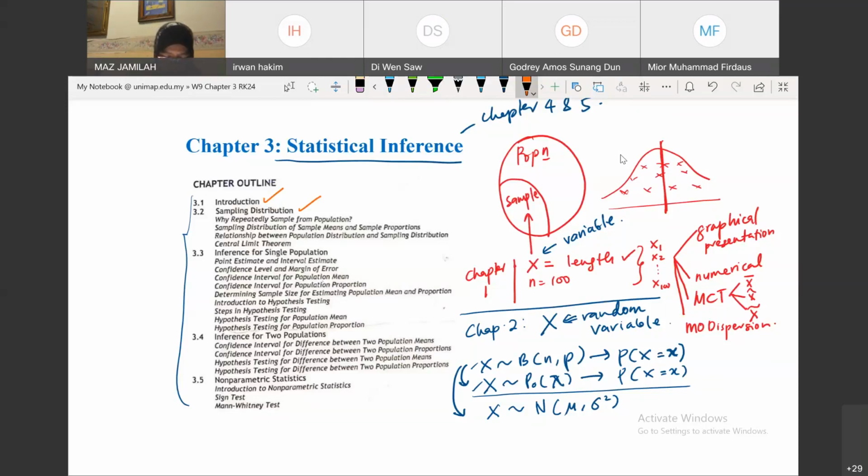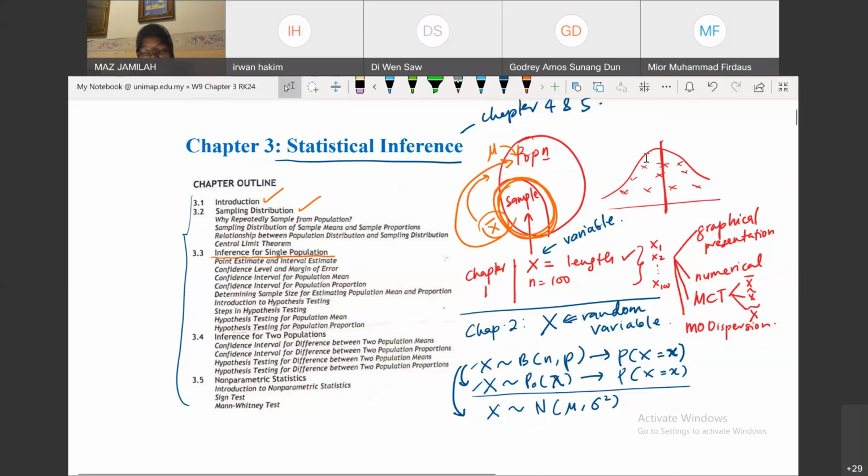Now, when we talk about 3.3, we start discussing how we can make statistical inference using our sample, measuring all the sample values, and from the sample that we have collected, how we can make a generalization or conclusion for our population. For example, if we are talking about the mean of our sample, and we use this mean, how we can interpret the mu of our population.